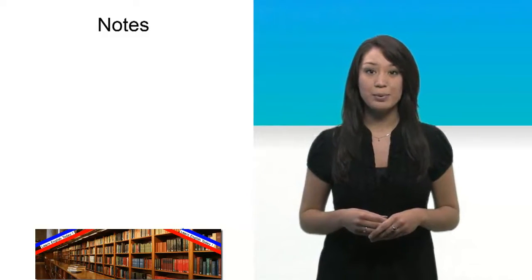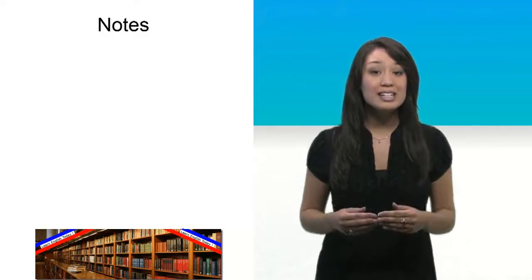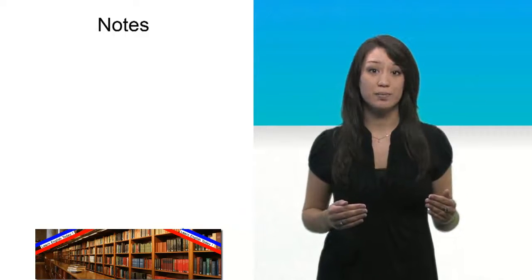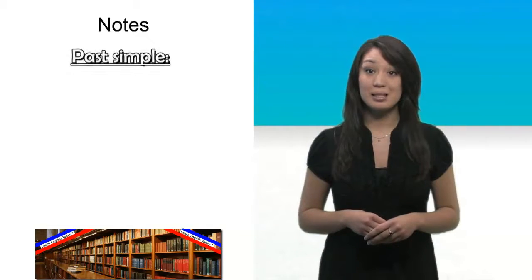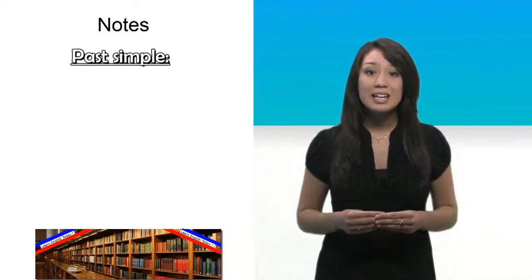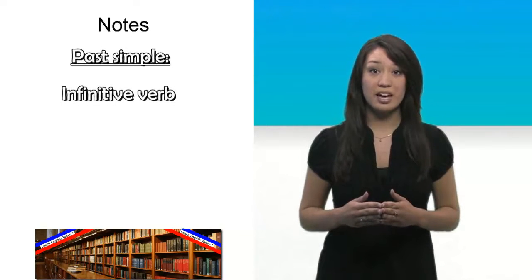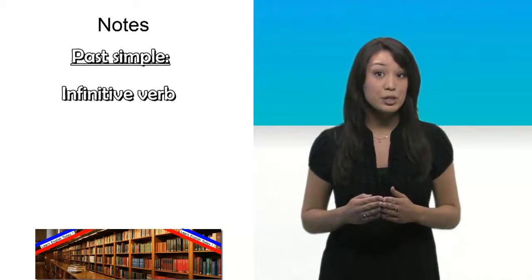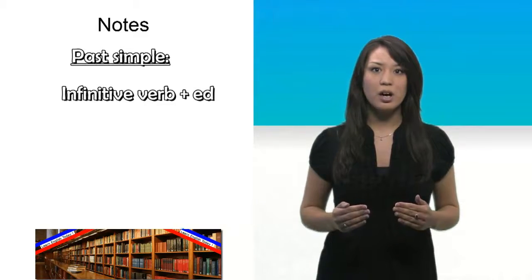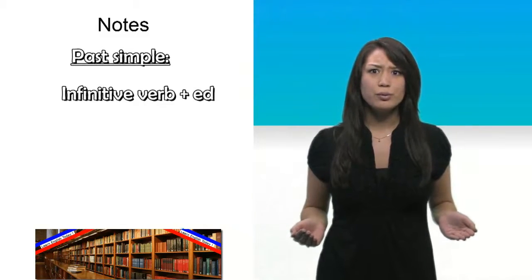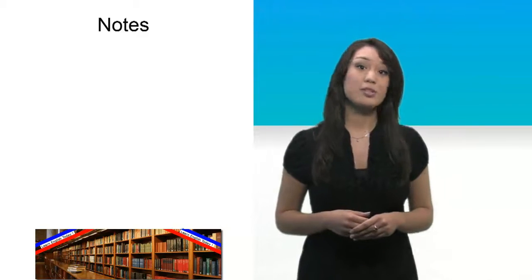The past simple is used for things that have finished. The rule to make a sentence in the past simple is to take the infinitive verb, that is, the verb in its simplest form, and add ed. Hold on, what is an infinitive verb? Let's look at some examples.